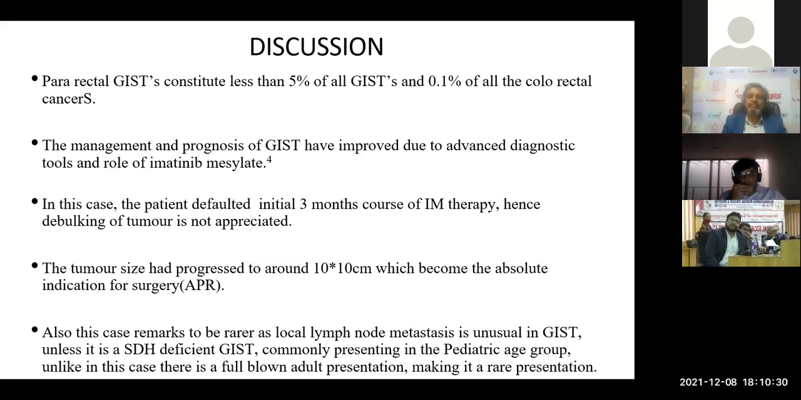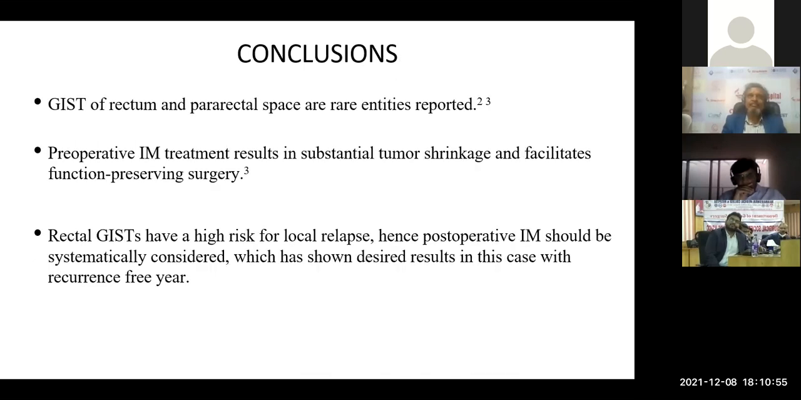In this case, the patient defaulted the initial 3 months course of IM therapy, hence debulking of tumor is not appreciated. The tumor size had progressed to around 10 by 10 centimeter by then, which became the absolute indication for surgery, that is APR. Also, this case is rarer as local lymph node metastasis is unusual in cysts unless it is an SDH deficient cyst, which is commonly present in the pediatric age group. Unlike in this case, there is an adult presentation, making it a rare presentation.